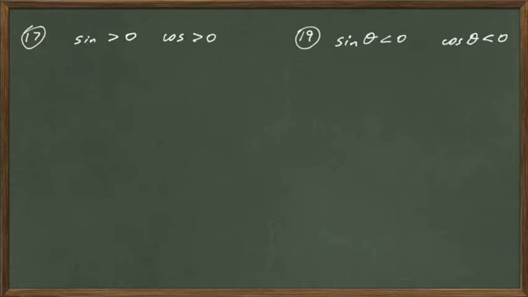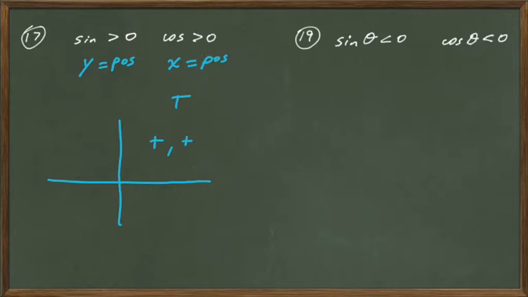If we looked at 17, I want to know what quadrant this is. Sine is the y, greater than 0 means positive. Cosine is the x, greater than 0 means positive. In what quadrant are both the x and the y positive? Quadrant 1.